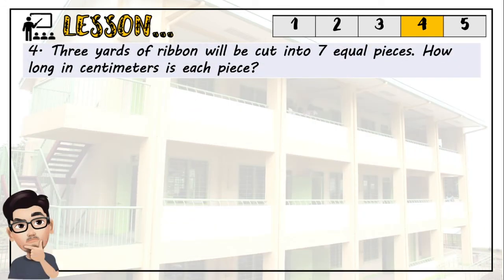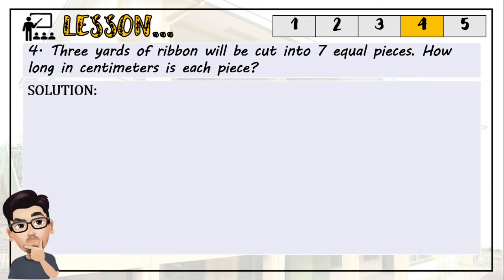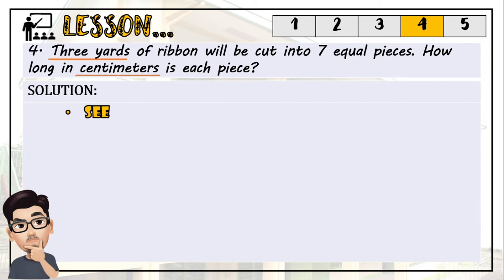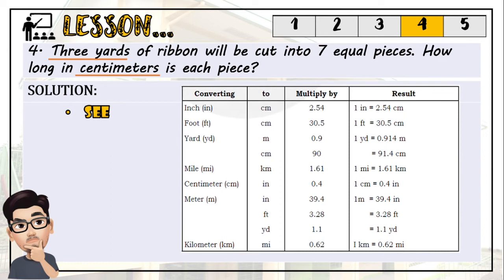3 yards of ribbon will be cut into 7 equal pieces. How long in centimeters is each piece? So let's see what we are dealing with in this problem. The conversion will be yards to centimeters, because given here are 3 yards of ribbon and we need to know how long in centimeters is each piece if we will divide it into 7 equal pieces.